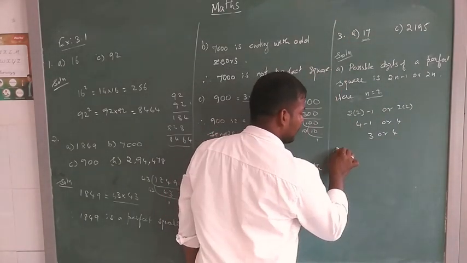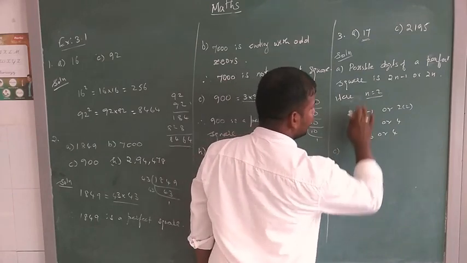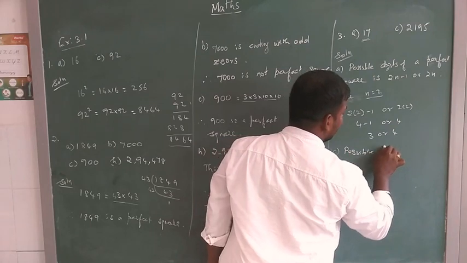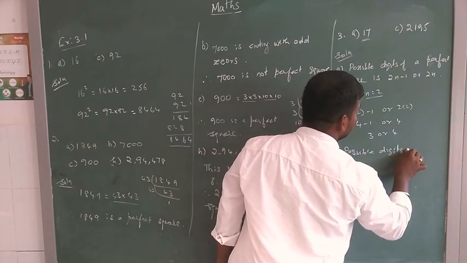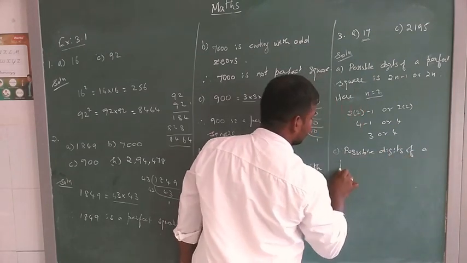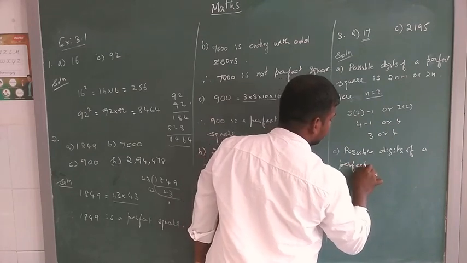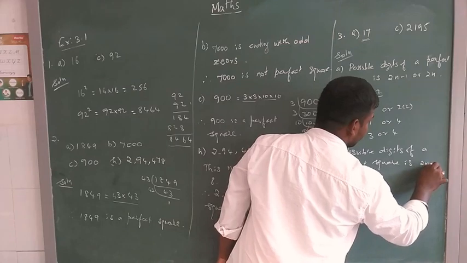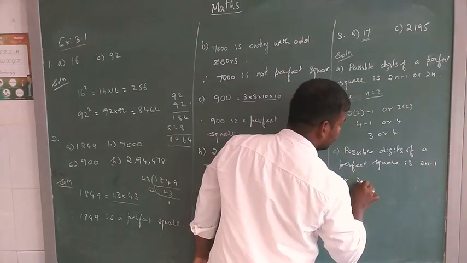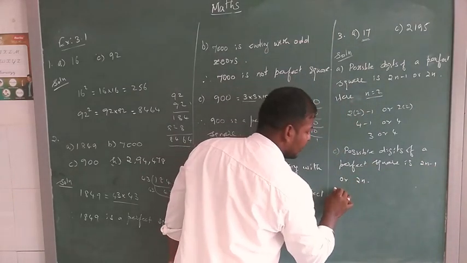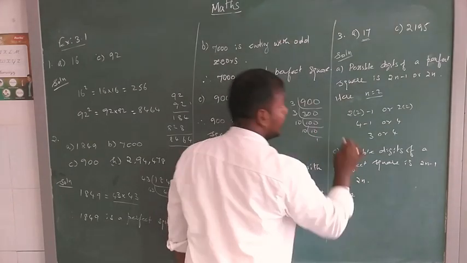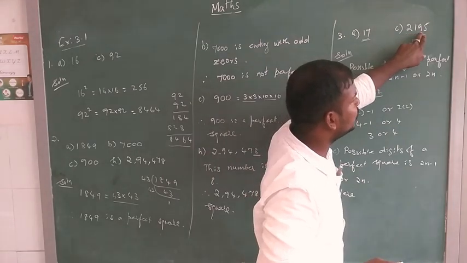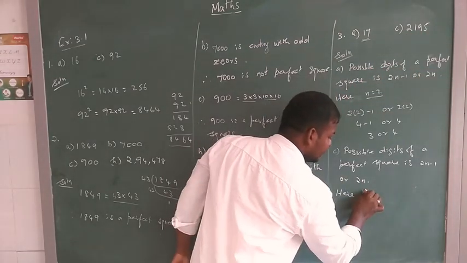What about the C problem? Same. The possible number of digits of a perfect square is 2n minus 1 or 2n. So what will we get here? What is your n? Here n represents the number of digits. How many digits? 1, 2, 3, 4. Here n is equal to 4.